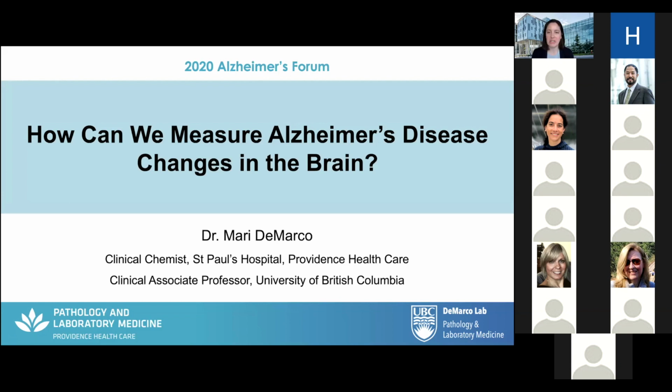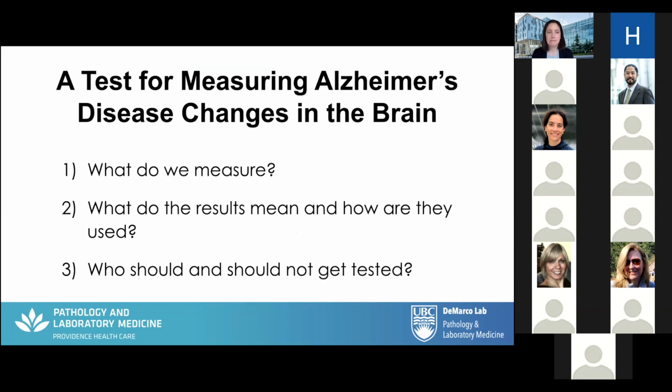I hope you can see my screen all right. I'm pleased to be here online to talk to you about some of the work we're doing to try and measure changes in the brain occurring with Alzheimer's disease and catch those things early to help with earlier and more accurate diagnosis. So we're going to talk about a test for measuring Alzheimer's disease changes in the brain, and we're going to go over exactly what it is we're measuring, what the results mean, and how they're used, as well as who should and who should not get this kind of test.